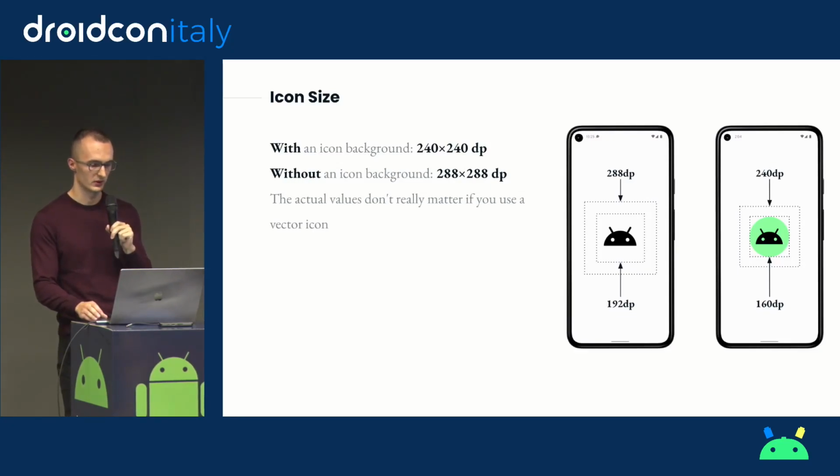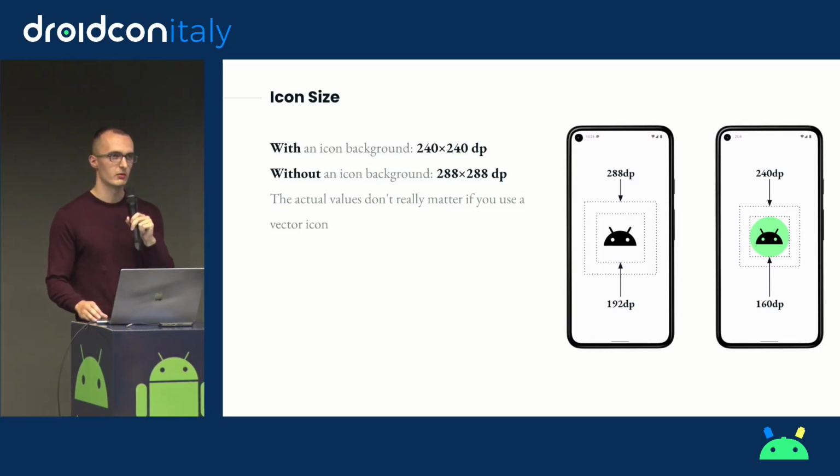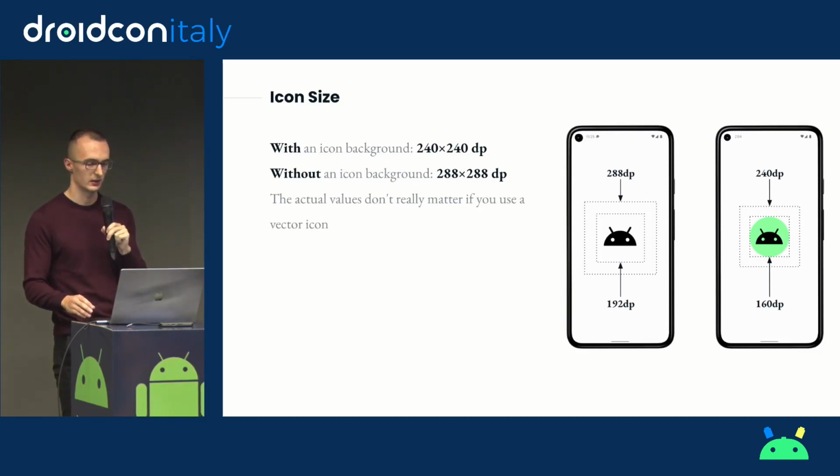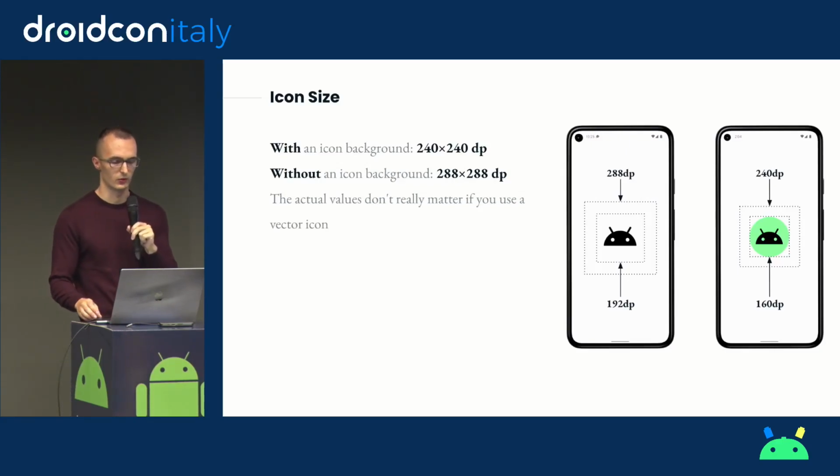So for example, if you use vector icon, the system will scale the icon to these values, which will result in no loss of quality. However, you need to make sure that when your icon is scaled to these values, that it uses the correct aspect ratio and that the scaling doesn't result in a loss of quality, which might happen if you use a PNG.